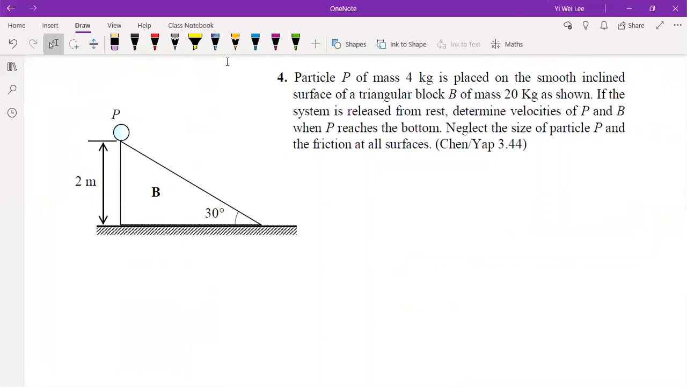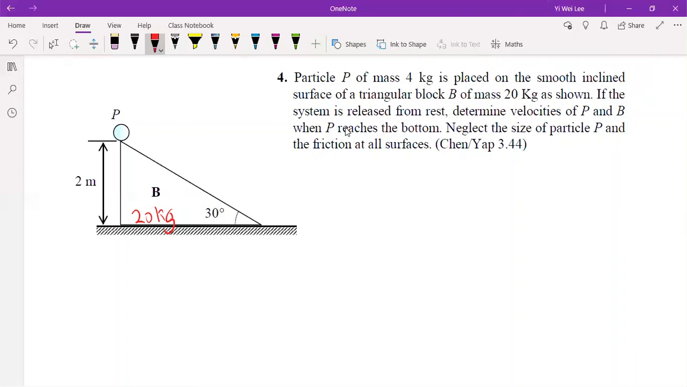Now, let's take a look at this question here. And this question says that we have particle P of mass 4 kg placed on the smooth inclined surface of a triangular block B of mass 20 kg. So this triangular block B, this thing here, is 20 kg. And the system is released from rest; determine the velocity of P and the velocity of B when P reaches the bottom. You get the size of particle P, blah, blah, blah.